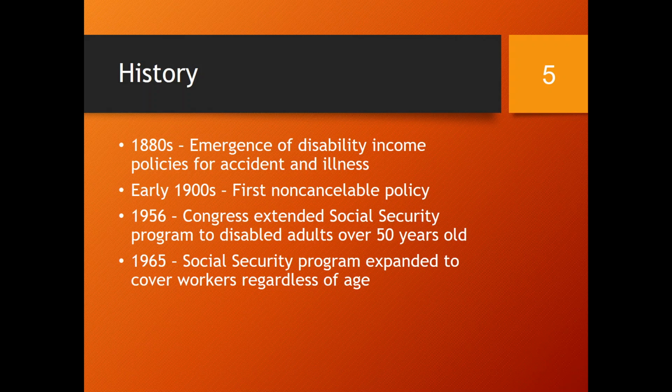The history: in the 1880s was the emergence of disability income policies for accident and illness. In the early 1900s was the first non-cancelable policy. In 1956, Congress extended the Social Security program to disabled adults over 50 years old. And in 1965, the Social Security program expanded to cover workers regardless of age. The Paul Revere Insurance Company introduced the first non-cancelable policy that guaranteed income and no premium increases. In order to be covered for disability under the Social Security program, certain conditions must be met. Now, disability insurance is offered through private and employer-sponsored plans. Federal and state programs are available for the disabled.